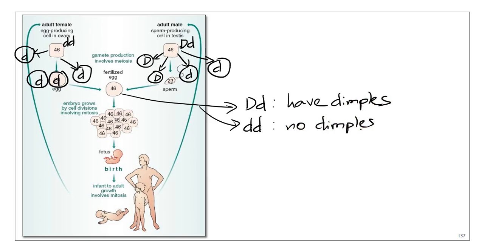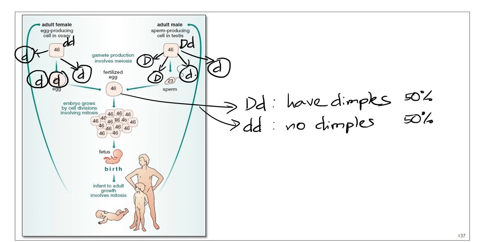and in the second case, no dimples. And the probability here is going to be an even split, so there's a 50% chance that the child will have dimples and 50% chance that the child will not, because 50% of the gametes from the father have the allele for dimples and 50% don't. So that's how you would do this question.